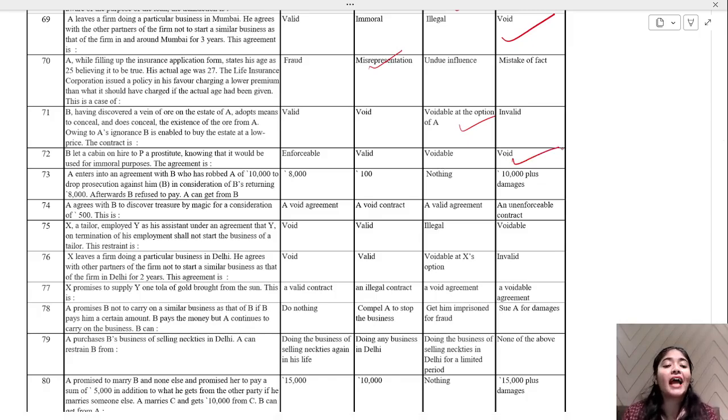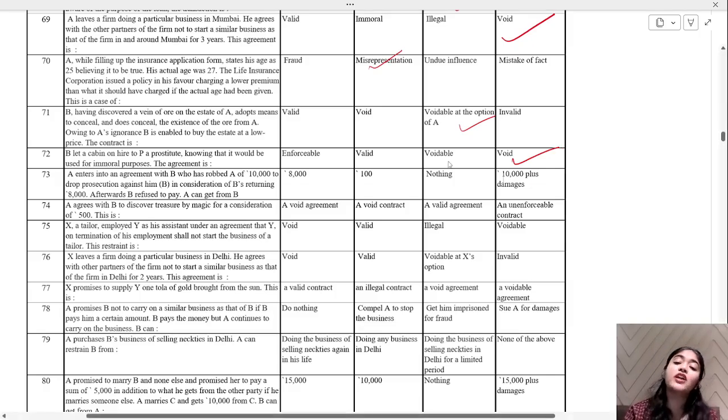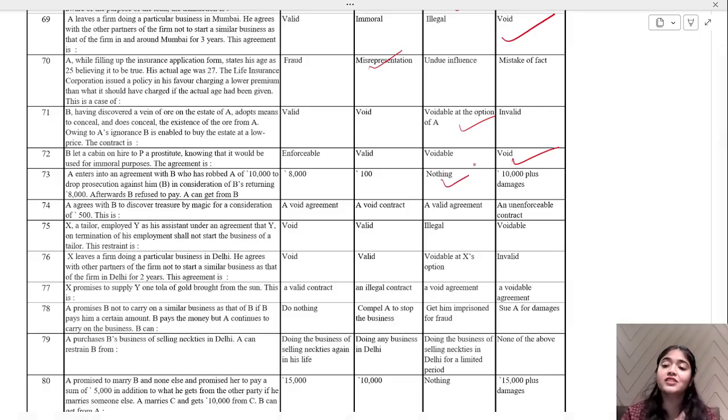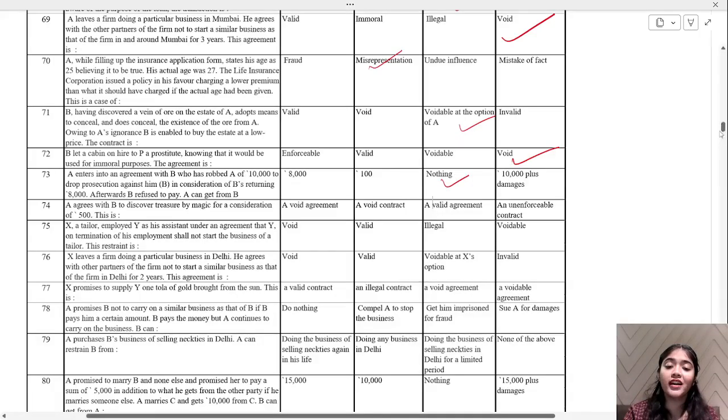A enters into an agreement with B, who has robbed A of 10,000, to drop prosecution against him. In consideration of B returning 8,000, B afterwards refused to pay. Can A get from B how much, or nothing? He'll get nothing because you are agreeing with the robber. That is not right, so you are not going to get anything. That is an illegal agreement you entered into.